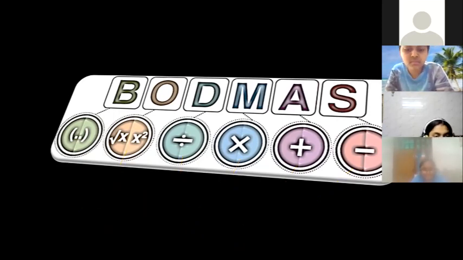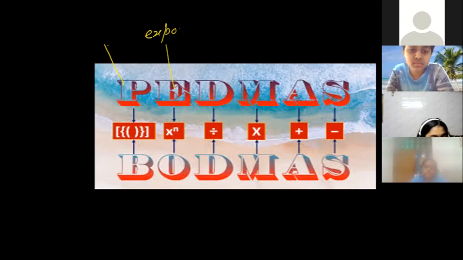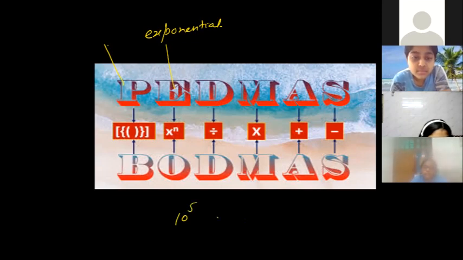Sometimes this BODMAS rule is also known as PEDMAS, where it is actually the same thing. P stands for parenthesis, E stands for exponential. And exponential is same thing, 10 to the power 5, 2 to the power 4, like this. So it is same thing written differently. Brackets are called parentheses, order is called exponents.